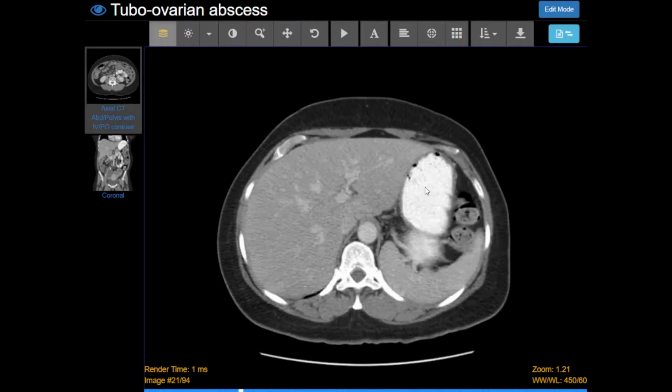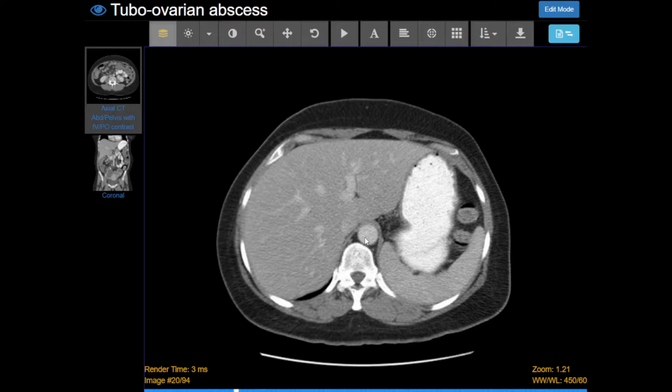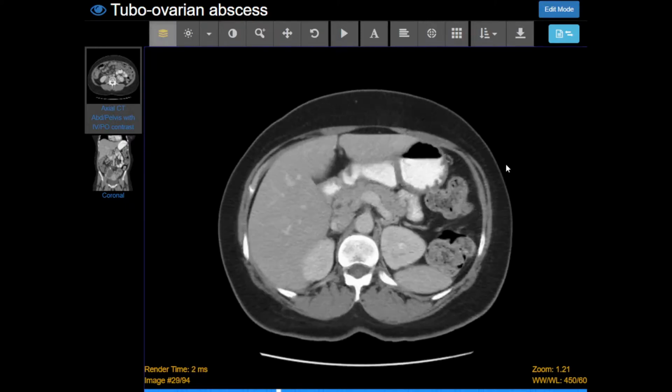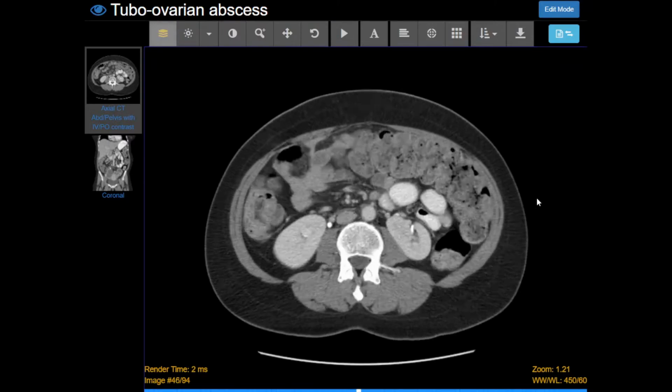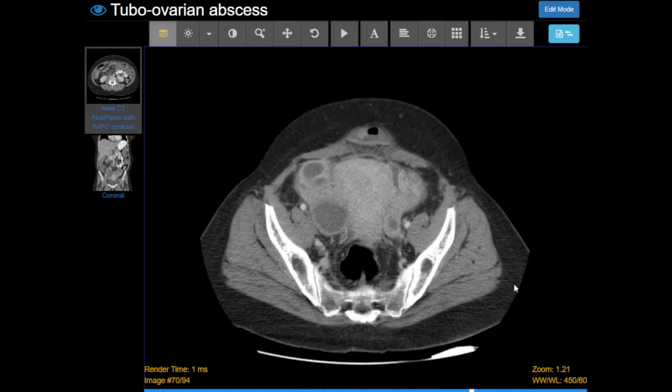We have enteric contrast in the stomach and IV contrast in the aorta and vessels of the liver. This is a fairly late phase of contrast. You can see some of the contrast is already being excreted by the kidneys. Patient presented with pelvic pain and fevers.